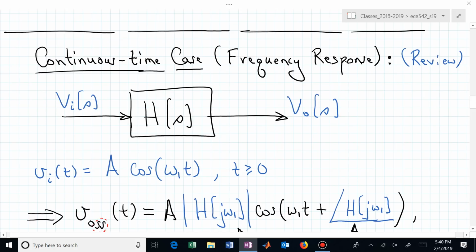That's now H of S. What if I excite that filter, or inject into that filter, a particular sinusoid, where the sinusoid has an amplitude of A and a frequency of omega 1? That's my input time domain waveform. After the transients have disappeared, if H of S is associated with a linear system, the output is going to be oscillating at exactly the same frequency that we started shaking it with. That's why we have this cosine of omega 1 t.